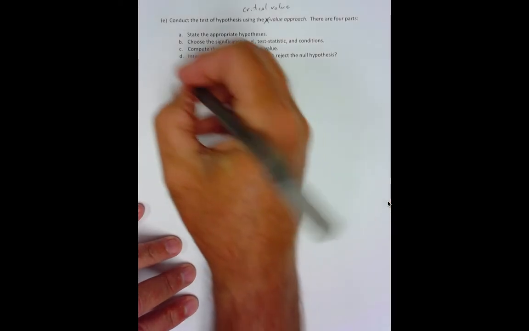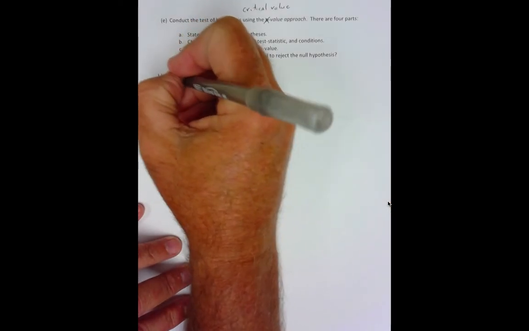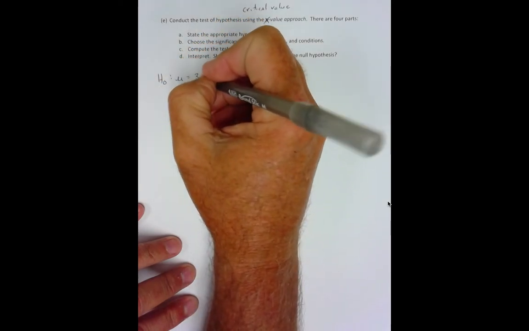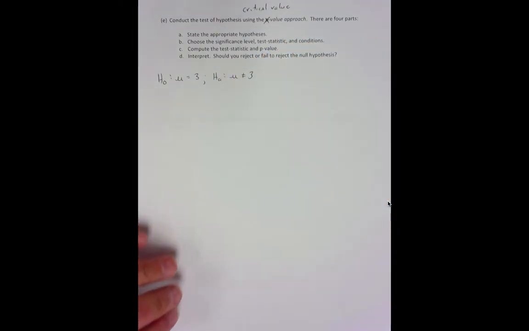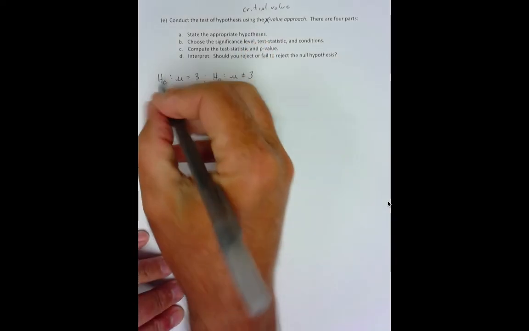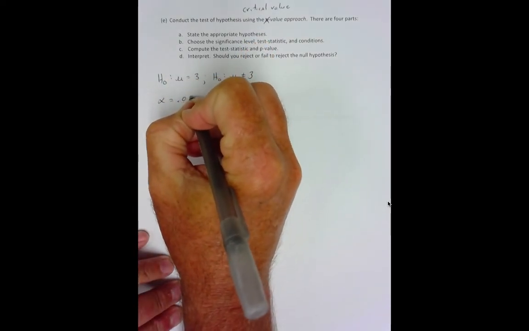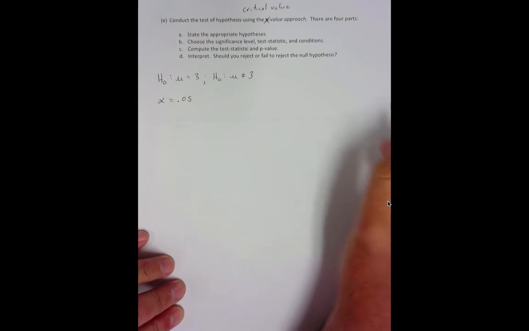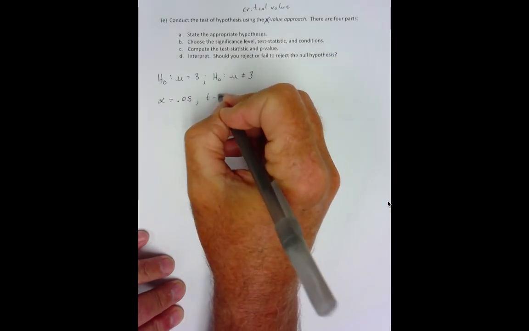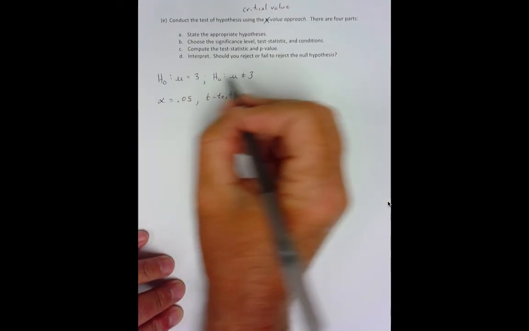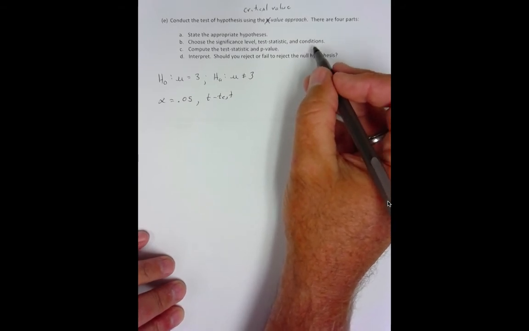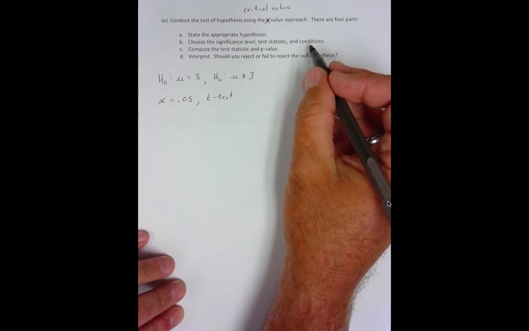Well, it turns out that stating the null and alternative hypothesis is the same. So as we saw in the previous video, the null was mu equals 3, the alternative was mu not equal to 3. Choose the significance level, that was 0.05, that was given to us in the problem as we talked about earlier. The test statistic, we're going to use a t-test, because we always will when we have a claim about a population mean. And the conditions were met because we had normality, we have independence, and we have randomness.